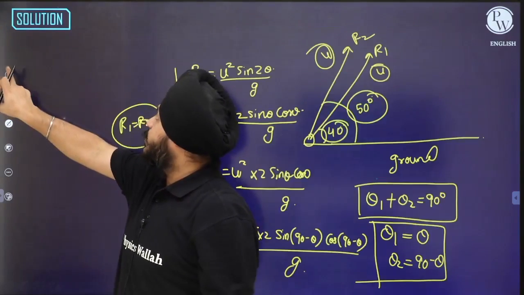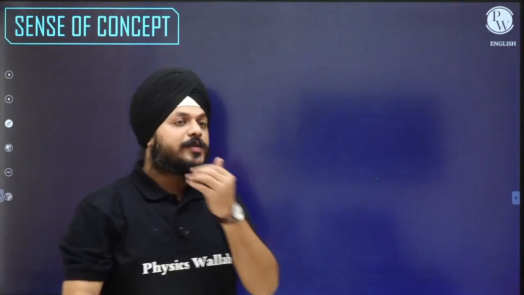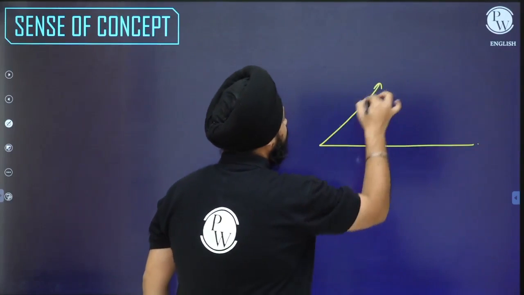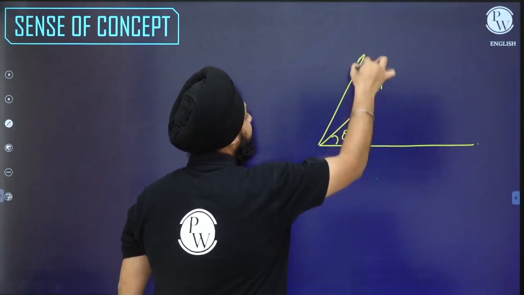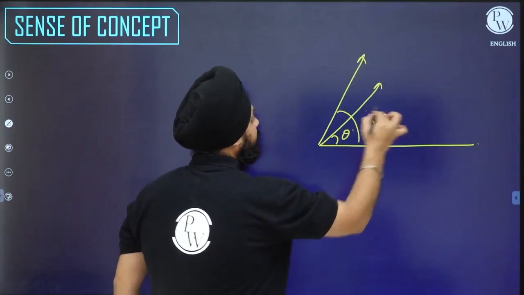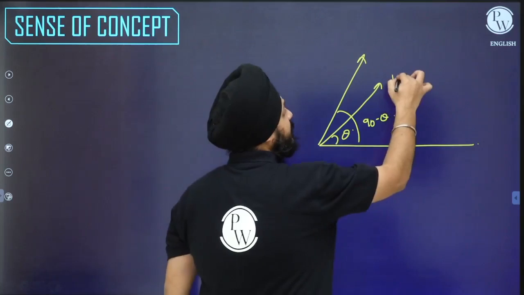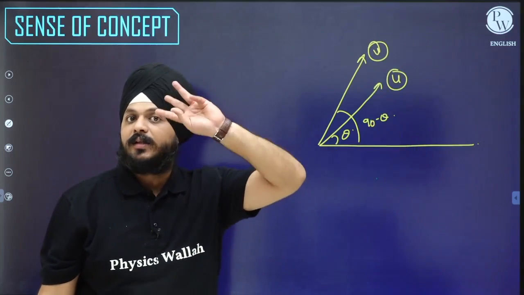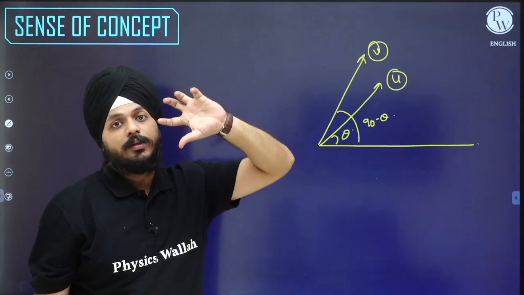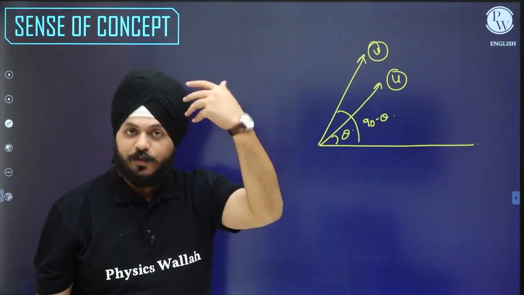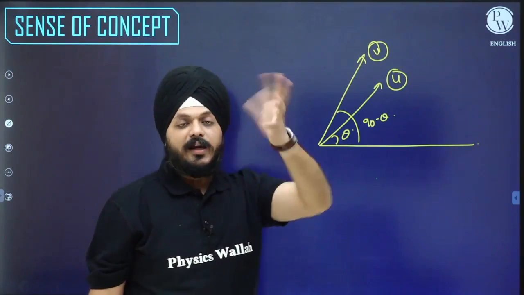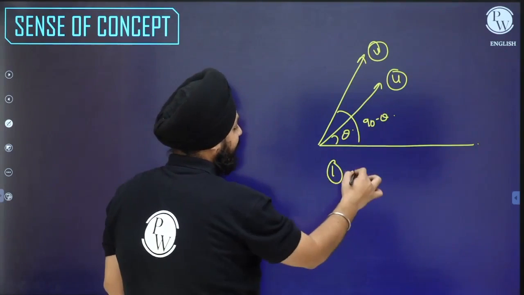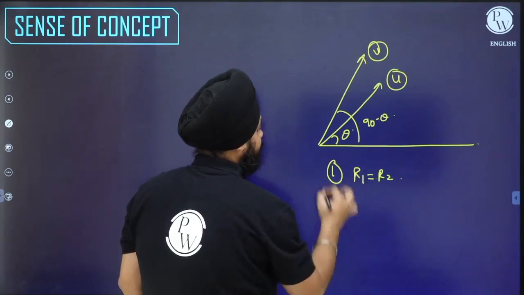Now what is the sense of this concept? Whenever two projectiles are thrown, one at theta, second at 90 minus theta, if they have the same speeds, there are three noteworthy points you need to remember, or analyze if you want to understand. Same speed, theta and 90 minus theta: range is the same.